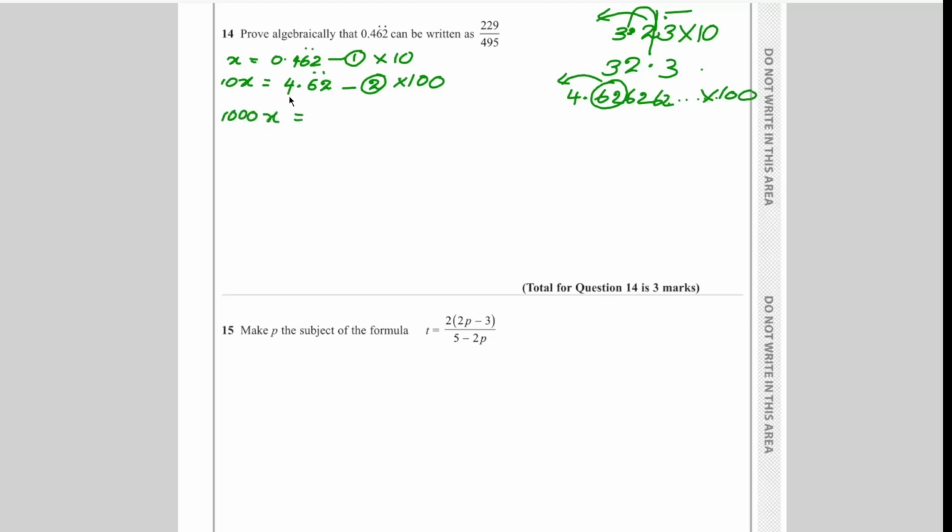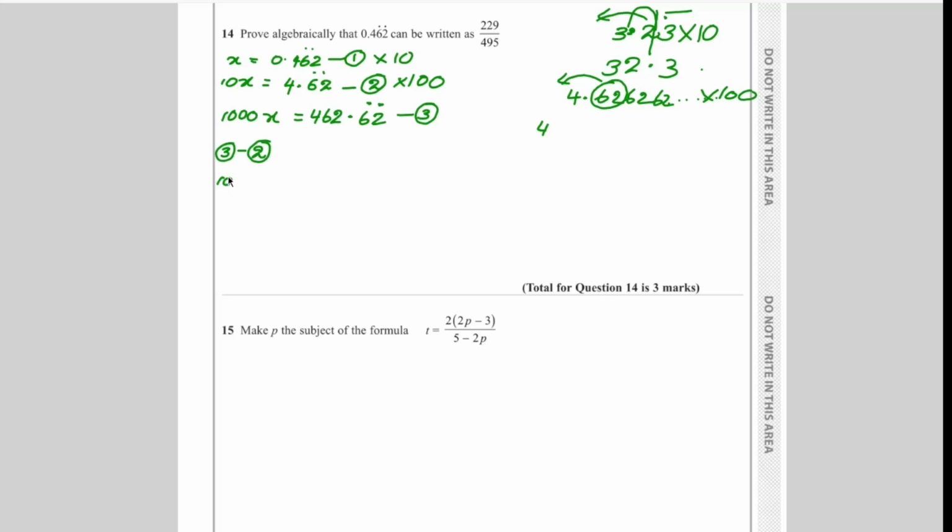Here, what will happen? These 2 digits will come over here, then it is 462. Again here, 62, 62, 62, 62, again 62 will be there. Now this is our third equation. Now we can subtract equation 3 minus equation 2.